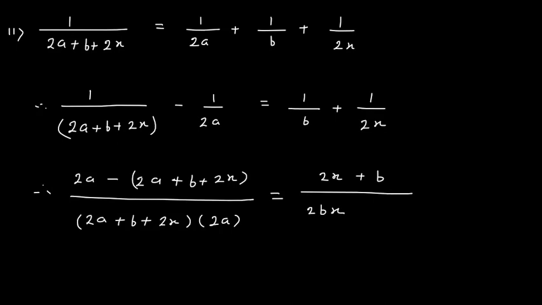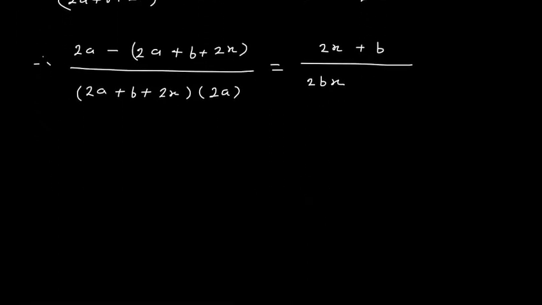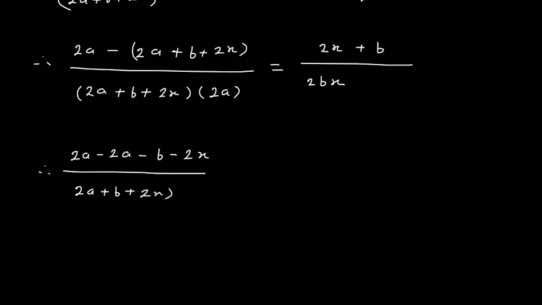2bx. Okay, so we open the bracket, therefore here we get 2a minus 2a minus b minus 2x whole divided by, here we have 2a plus b plus 2x, this whole into 2a, and this is equals to 2x plus b divided by 2bx.